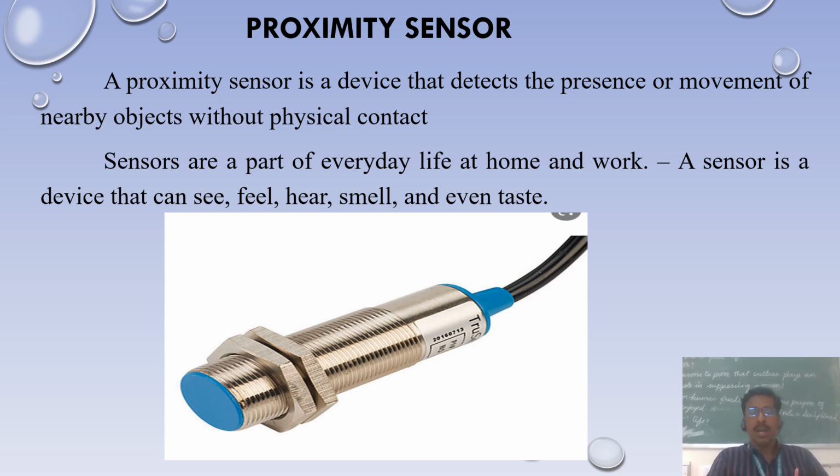Sensors are a part of everyday life at home and work. A sensor is a device that can see, feel, hear, smell, and even taste. Taste means, based on the quantity, the salt or sugar and so on. So that will measure the quality or the density of the particular data, sense it, and give the data to the robotic system.